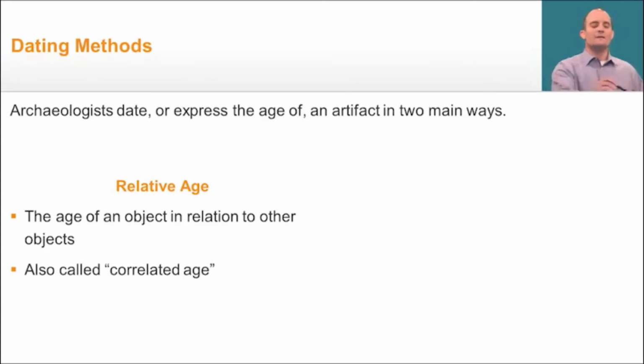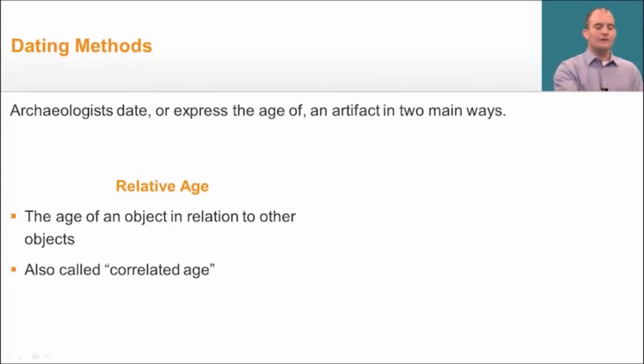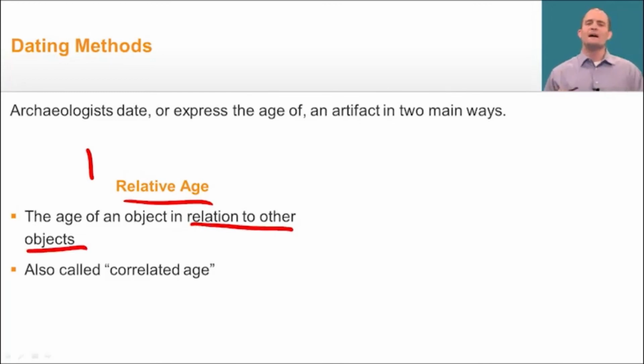Now, there are many different dating methods. Archaeologists date or express the age of artifacts in two main ways. The first is by using relative age. Relative age is the age of an object in relation to other objects. Kind of like the example we just spoke about, how one artifact was found deeper than the other, so this artifact is probably older than this artifact. This is also called correlated age.